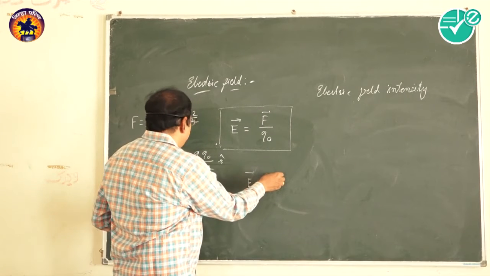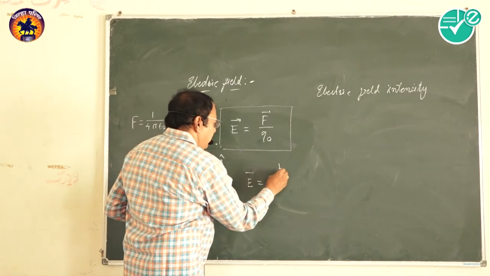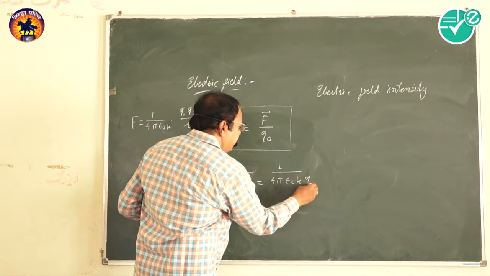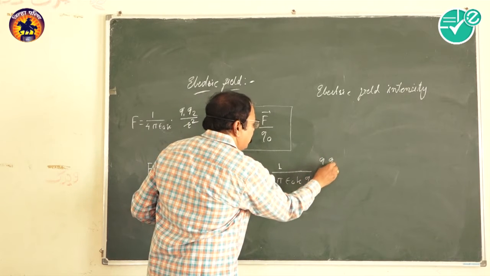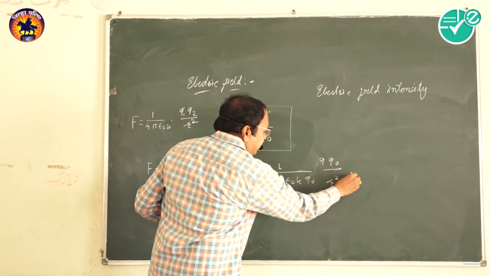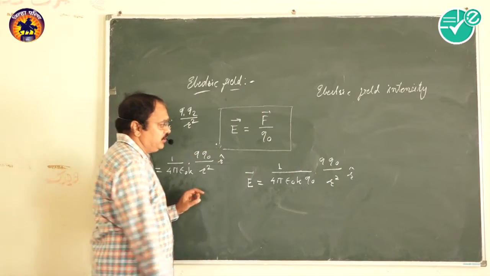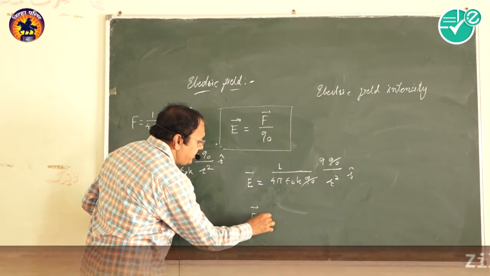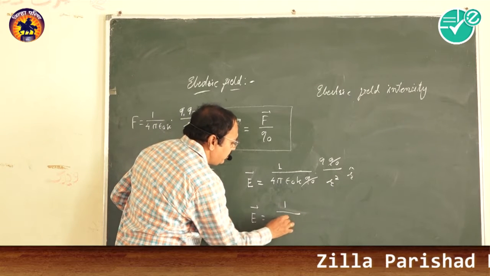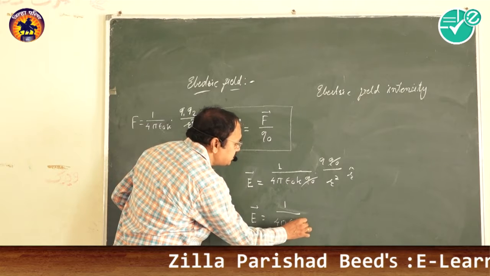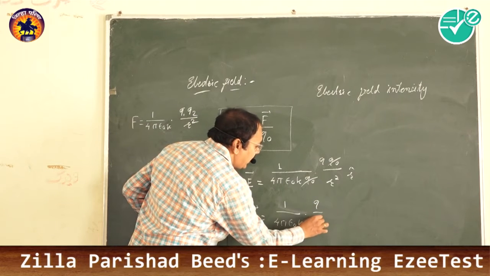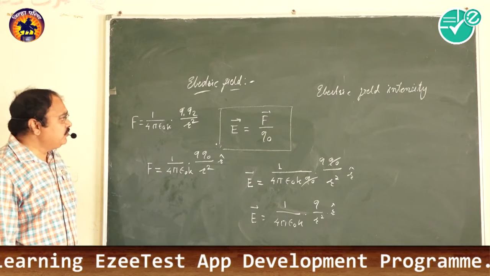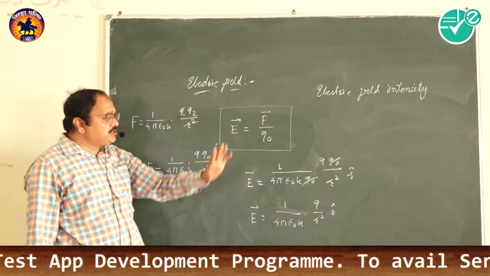E equals F, the value of F, 1 upon 4 pi epsilon 0 K into Q naught into Q naught upon R square into R cap as a unit vector. Q naught cancels here. So we have vector E equals 1 upon 4 pi epsilon 0 K into Q by R square into R cap. This is the required value for calculating electric field intensity.